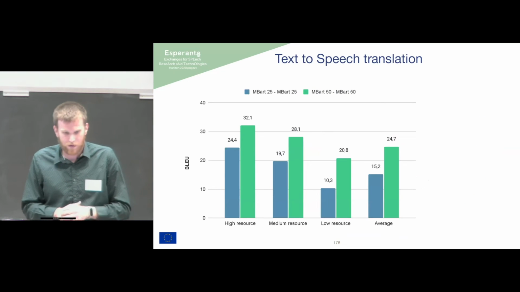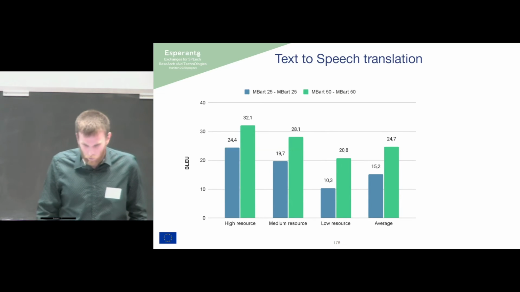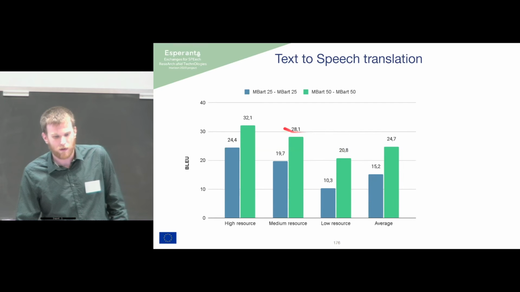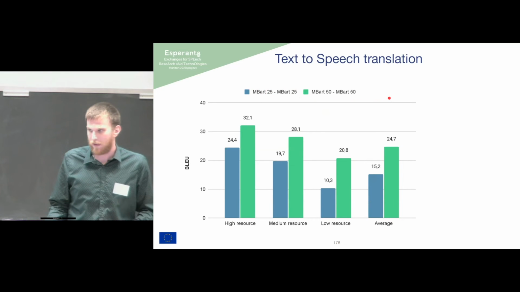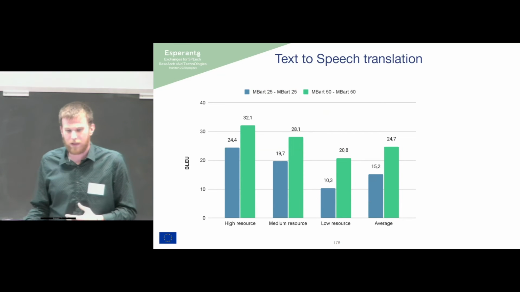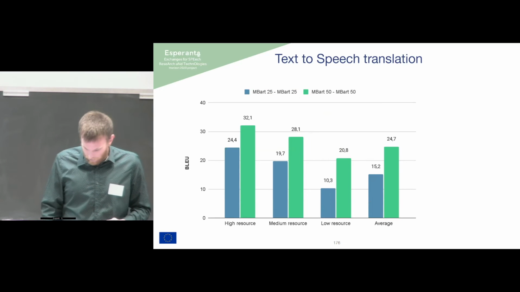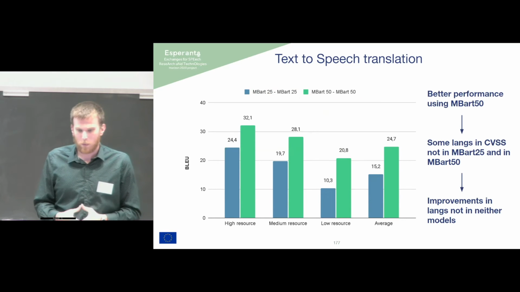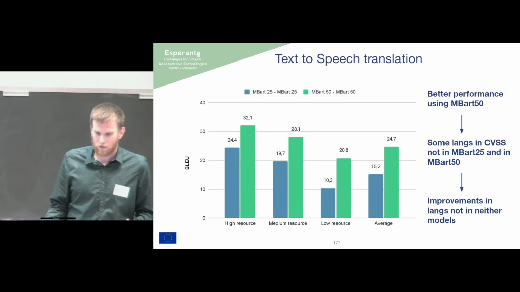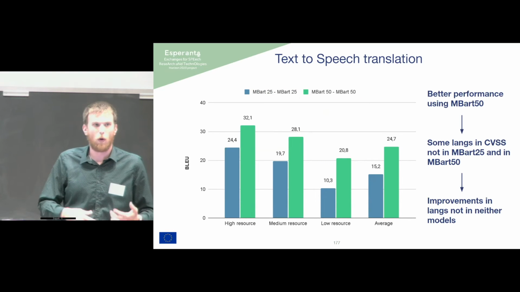So these are the results for the text-to-speech translation framework. Let me just first tell you what we are using here as initialization. We are considering two different text encoders, the mBART25 and the mBART50. These are basically two different versions of the same text model. mBART25 was trained with 25 languages, and mBART50 is the bigger version with more languages of the same text encoder. So in general terms, what we see here is that we obtain better performance using the mBART50, which somehow was expected because it was trained with more languages.